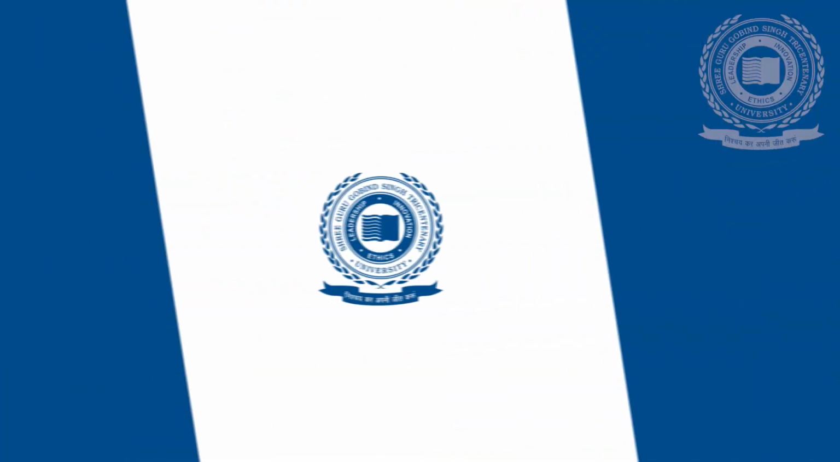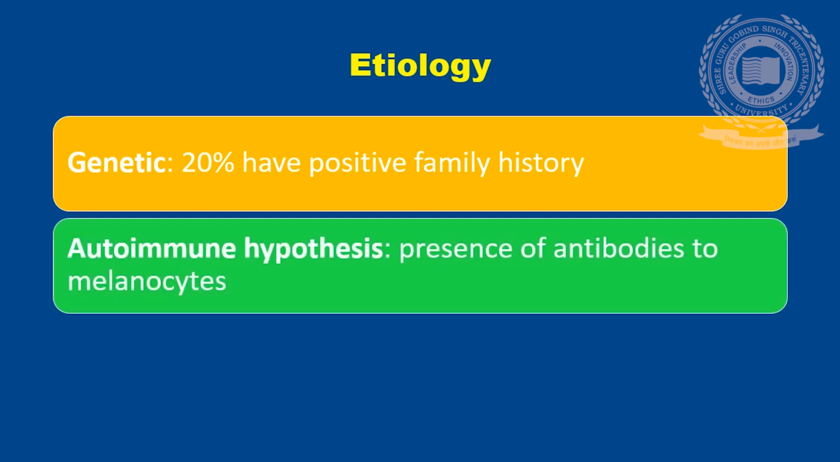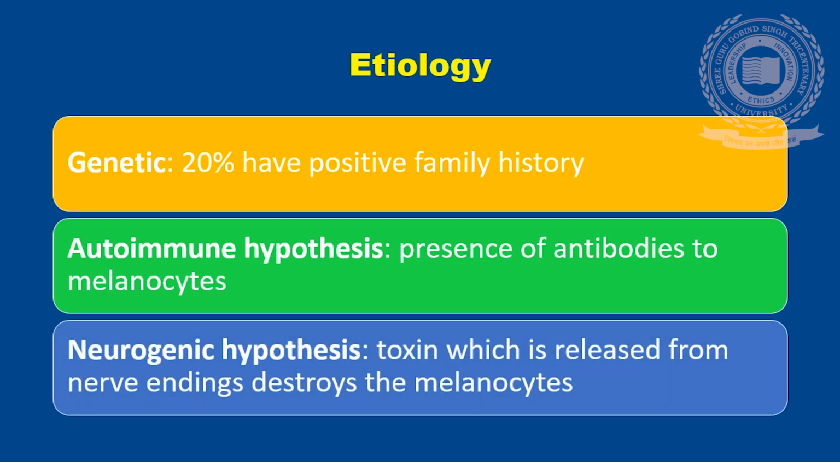There are many hypotheses why vitiligo happens in an individual. The etiology of vitiligo: 20% patients have a positive family history. The second is the autoimmune hypothesis, in which the presence of antibodies is seen to melanocytes. The third is the neurogenic hypothesis, in which a toxin is released from the nerve endings that destroys the melanocytes.